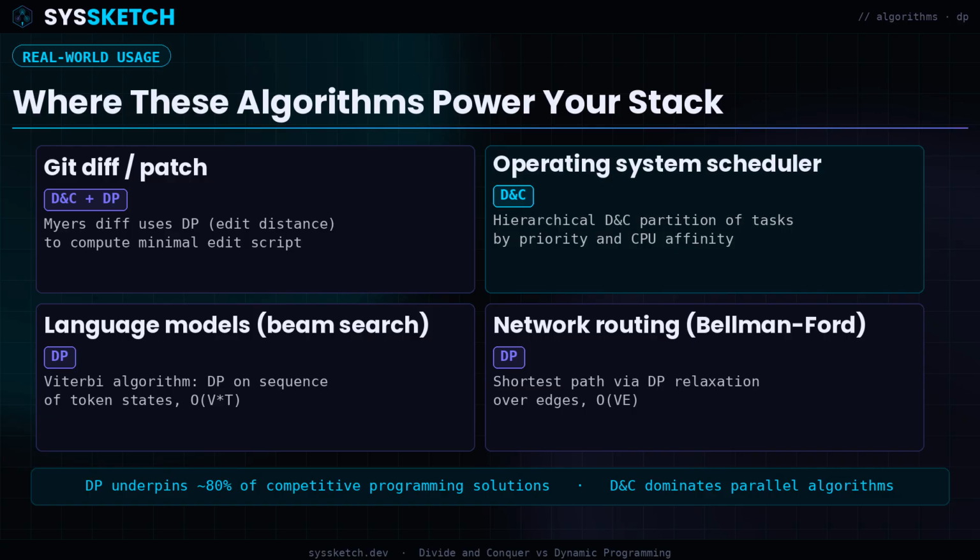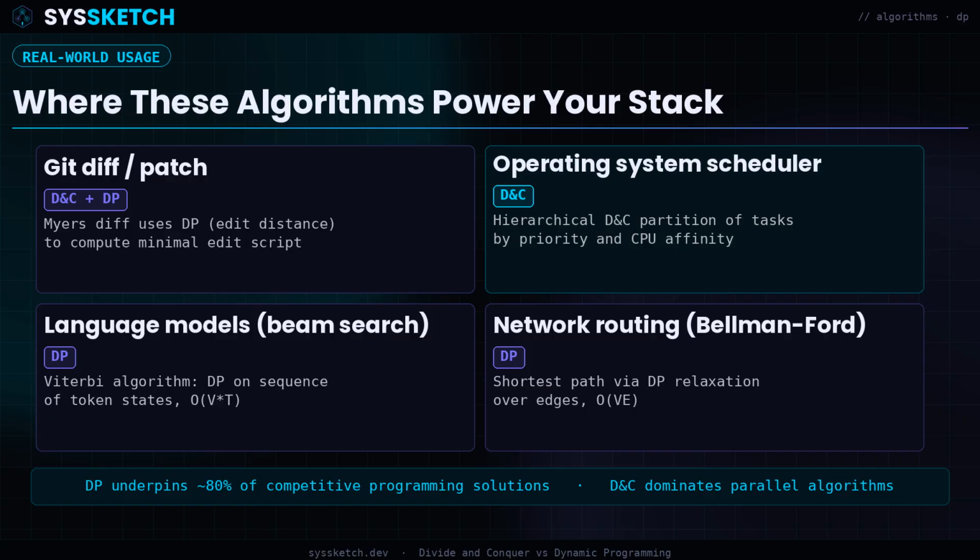Operating system schedulers use hierarchical divide and conquer partitioning to assign processes and threads to CPU cores. Language model inference uses the Viterbi algorithm, which is DP over a sequence of token probability states, running in O of vocabulary size times sequence length. The Bellman-Ford shortest path algorithm, which powers BGP routing across the internet backbone, is simply DP edge relaxation repeated v-1 times across the entire graph. Once you internalize these patterns, you start seeing both strategies everywhere in the systems you build and depend on daily.